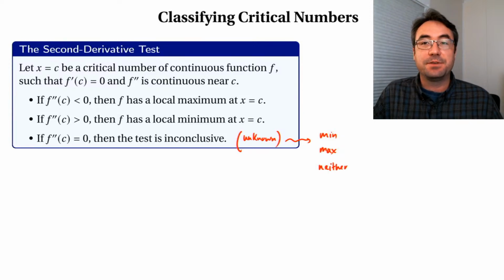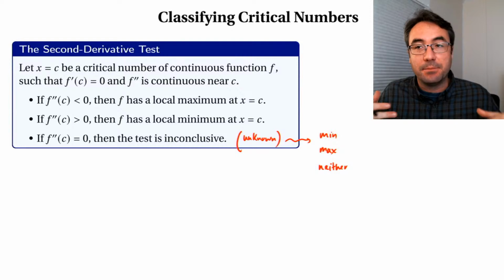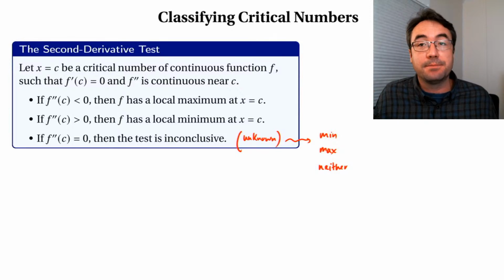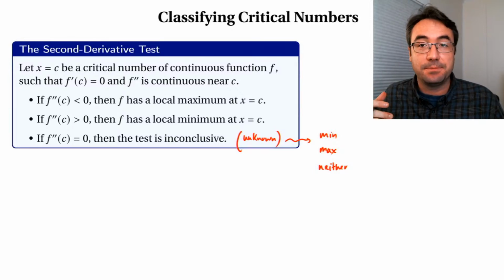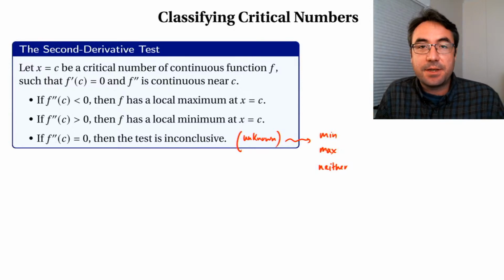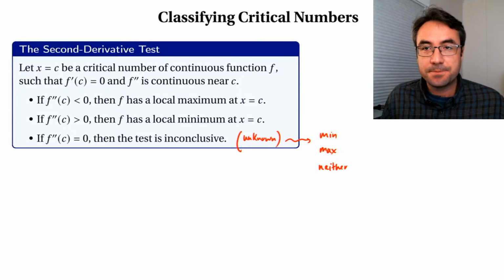So it could be any of those. If the test is inconclusive, we can't say. It might be a min, might be a max, it might be neither. So you can't make any determination. But let's look at why this test works.